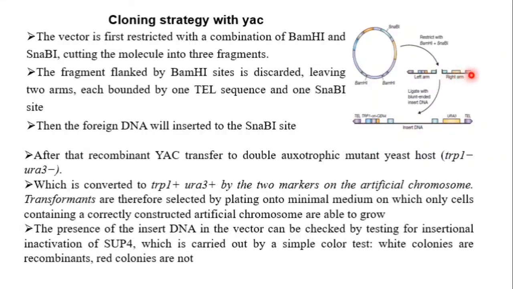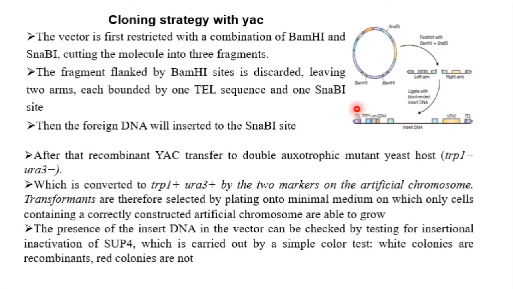Both arms end in a telomere, and we insert the foreign DNA at the SnaBI cut site, which is in the SUP4 gene. One fragment of SUP4 is on each side, and we insert the foreign DNA between them. After that we insert this recombinant YAC DNA into the double auxotrophic mutant yeast host cell.